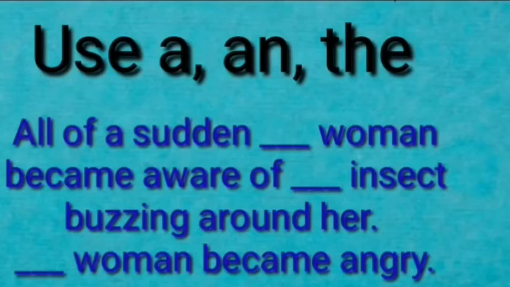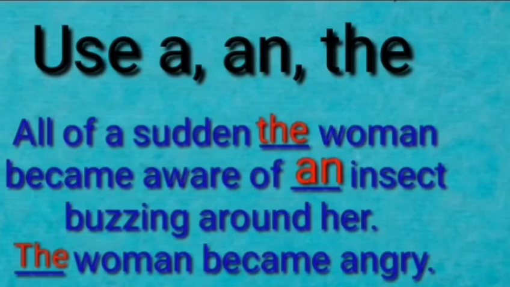And insect buzzing around her. Dash woman. Again woman is repeated second time. So you have to use the woman became angry. So what is the answer? All of a sudden, the woman became aware of an insect buzzing around her. The woman became angry. So, if the word is repeated second time, you have to use the.